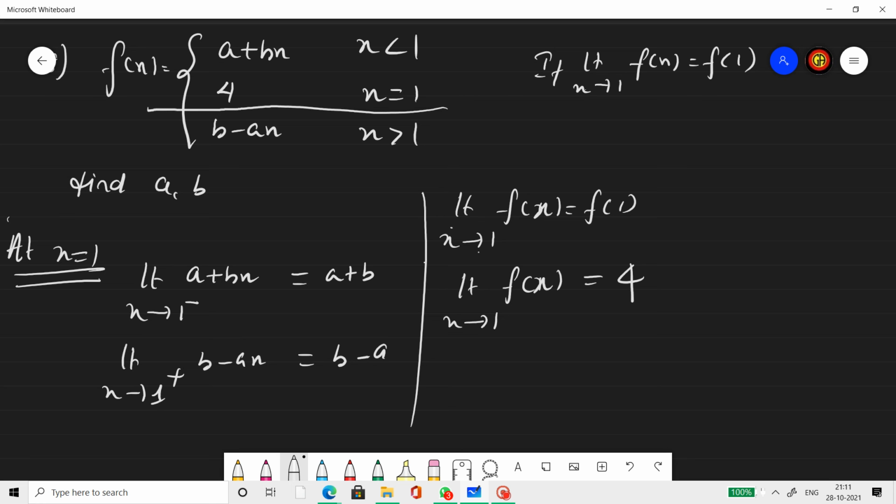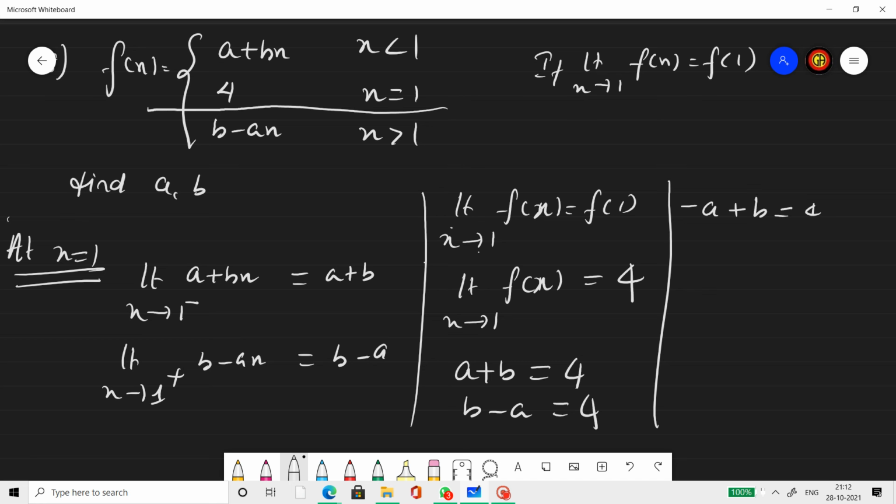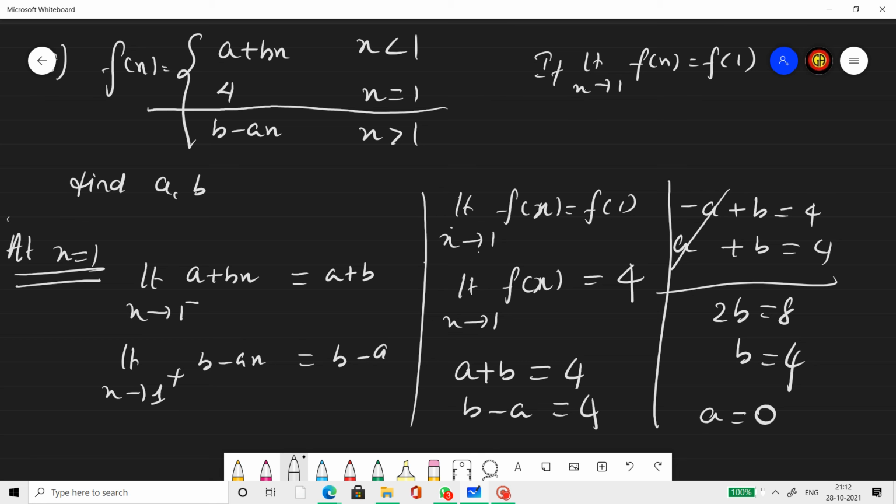Now at 1 means it's below 1 and above 1, I mean less than 1 and greater than 1. So a plus b equals to 4. Even b minus a is also equal to 4. Now you solve these two like you solve two simultaneous equations. A plus b equals 4. Minus a plus b equal to 4. A gets cancelled. 2b equals to 8. B equals to 4. And when b is 4, a would be 0. So these are the possible values of a and b, which the limit exists at.